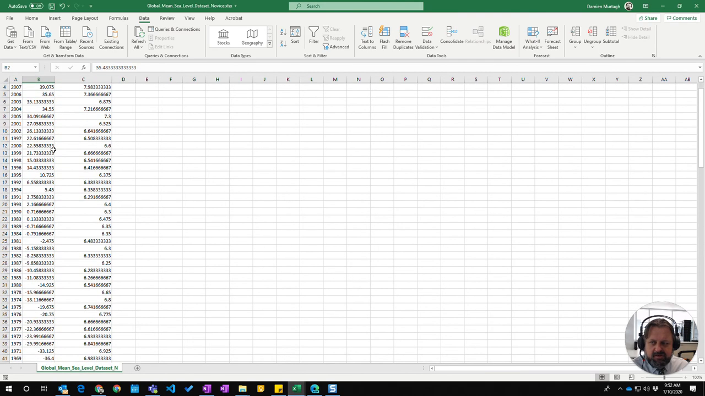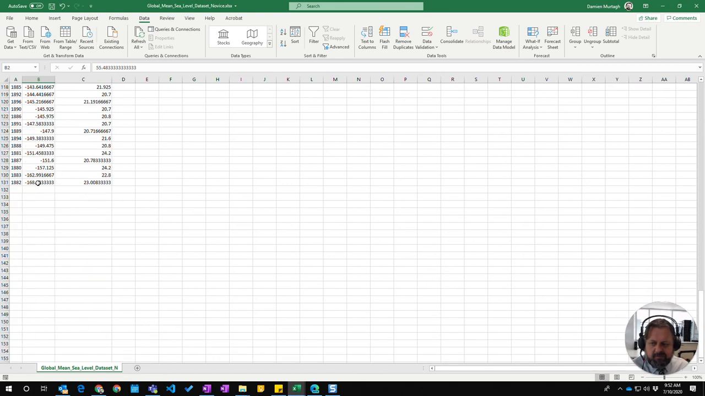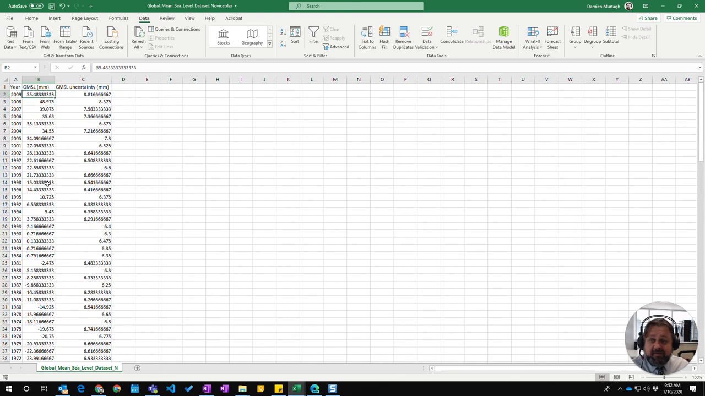And it starts with the highest sea level, which is in 2009, and goes down to the lowest, which was 1882. So, yeah, that's how you go about sorting your data in Excel.